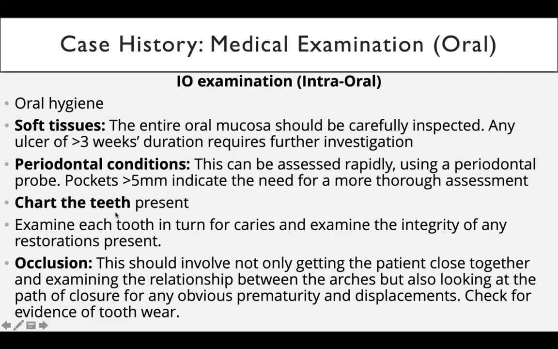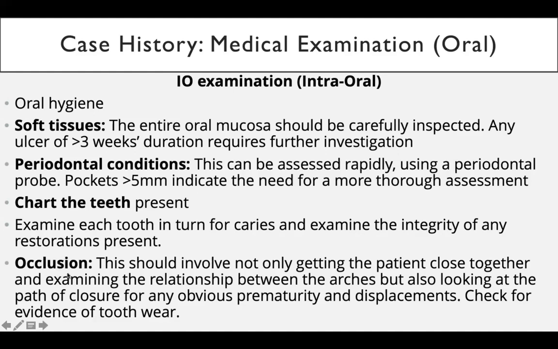Chart the teeth: you can see which teeth are present and absent, and then you need to chart based on your Palmer or universal notation system, which we have studied previously. And then examine each tooth in turn for caries and examine the integrity of any restoration present if they have had some dental procedure. And you should look for the caries with the mirror.